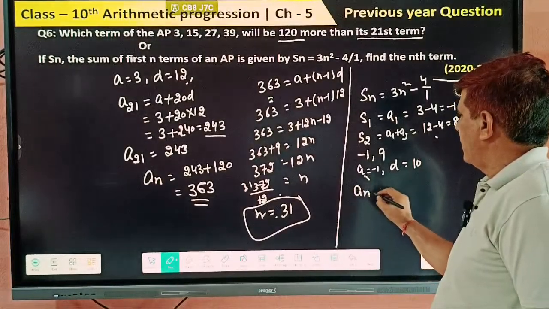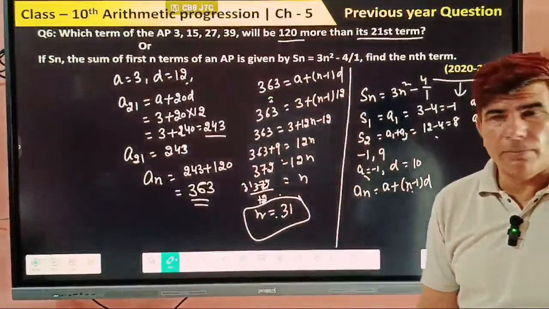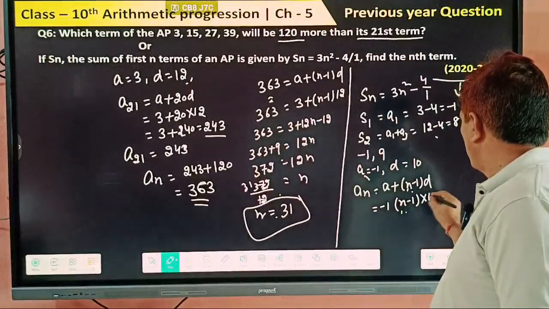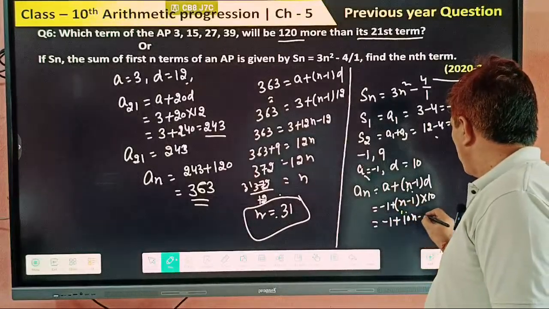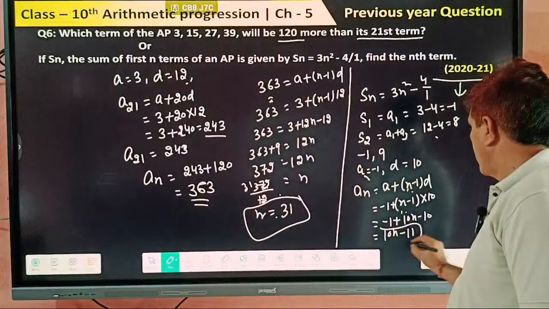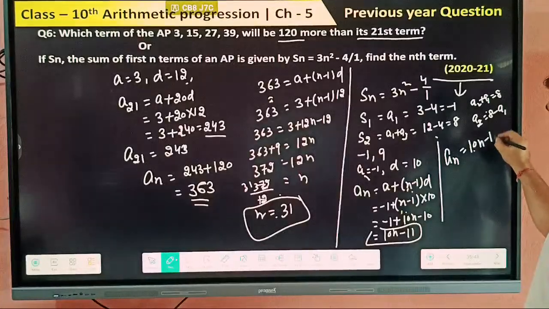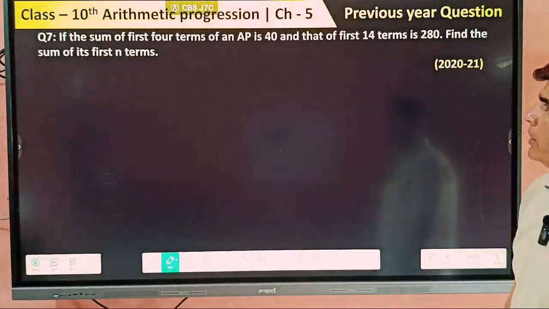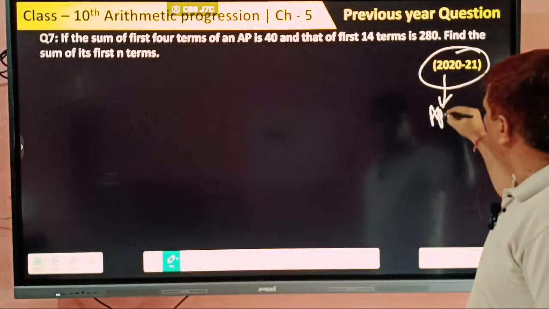So what's your An? An equals a plus n minus 1 into d. Directly we can apply. a is minus 1, n minus 1 into 10. So it becomes minus 1 plus 10n minus 10, which we can write as 10n minus 11. This is the answer. So An equals 10n minus 11. Understood?